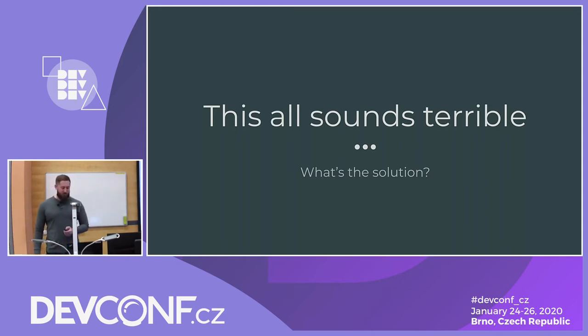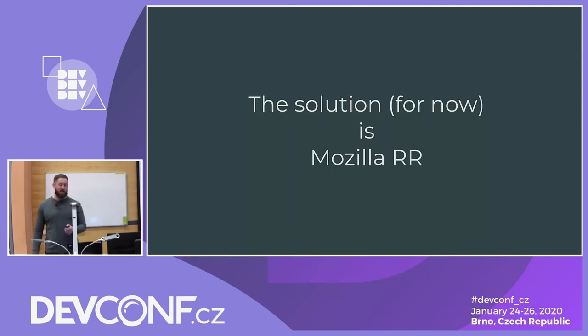What's the solution? So the solution for now is Mozilla RR. Mozilla RR gets around a lot of these problems. It tends to be very lightweight. It doesn't do any kind of code instrumentation. It doesn't run your program within a VM and record that. It's just a lightweight program that you can throw around different places and point it at a program and tell it to record it.